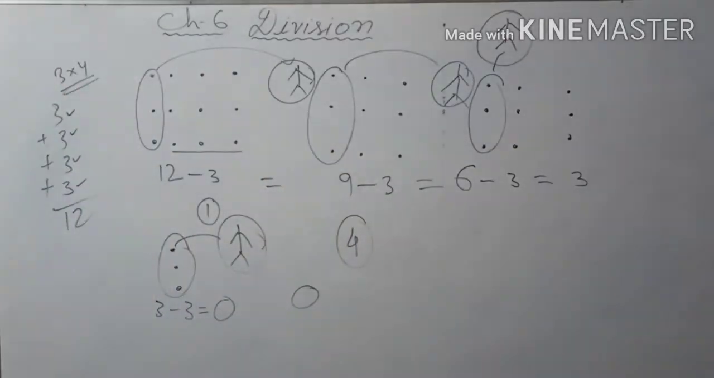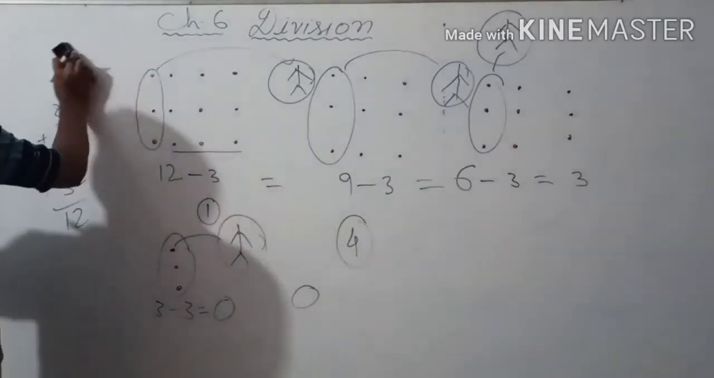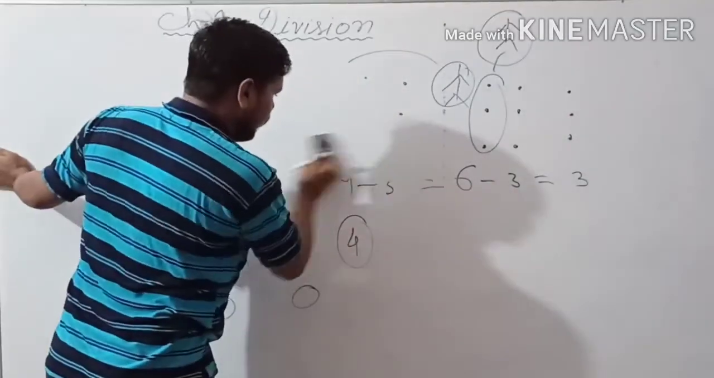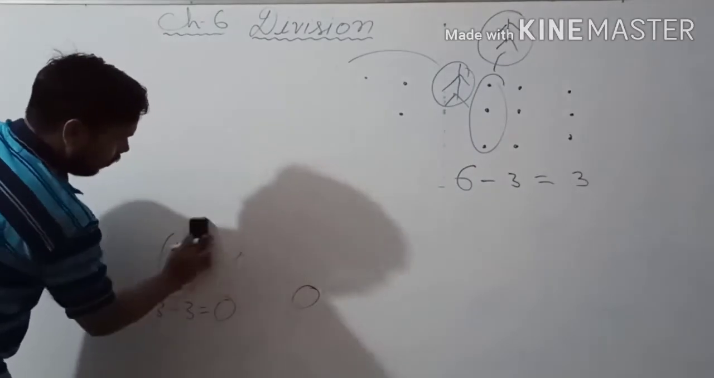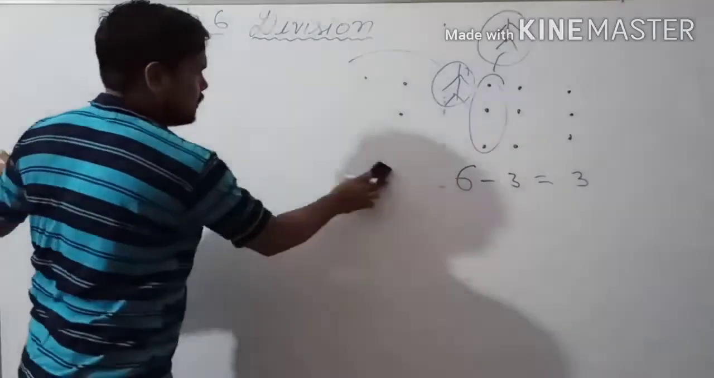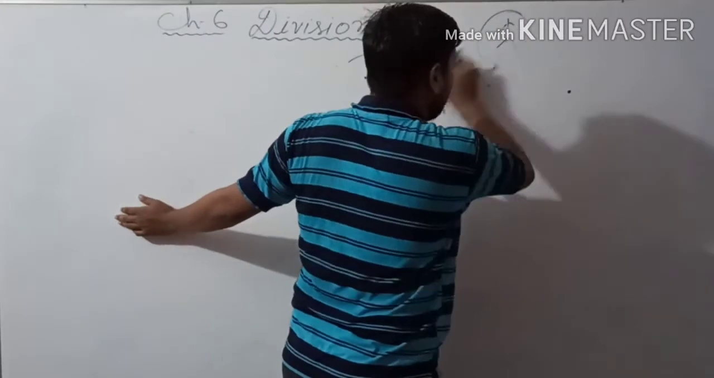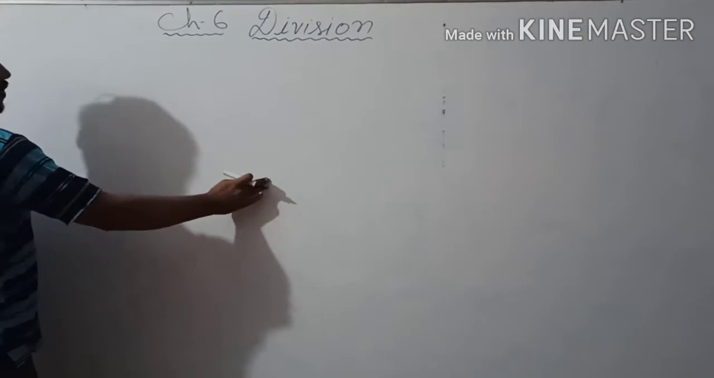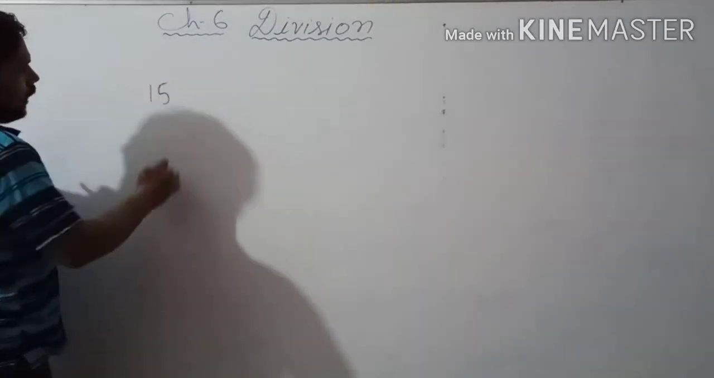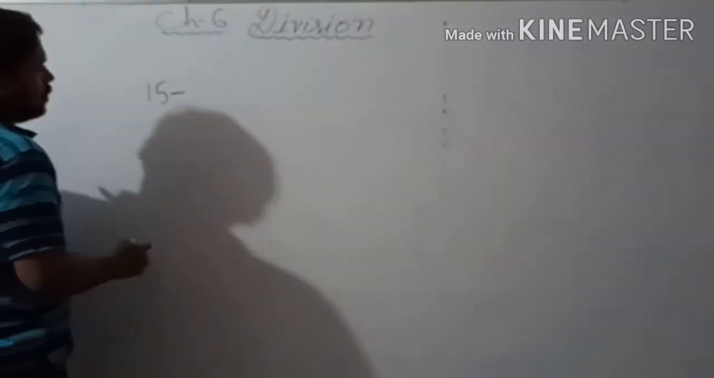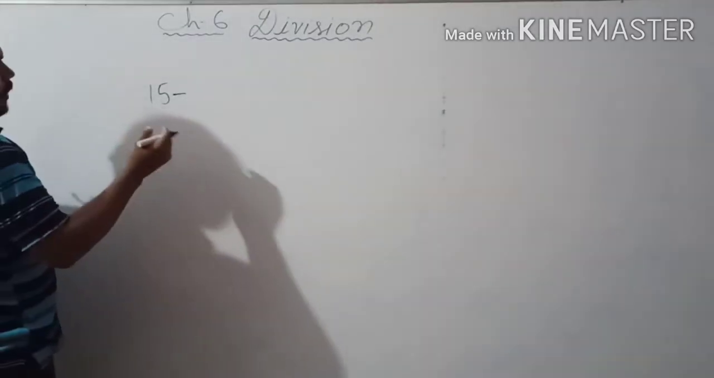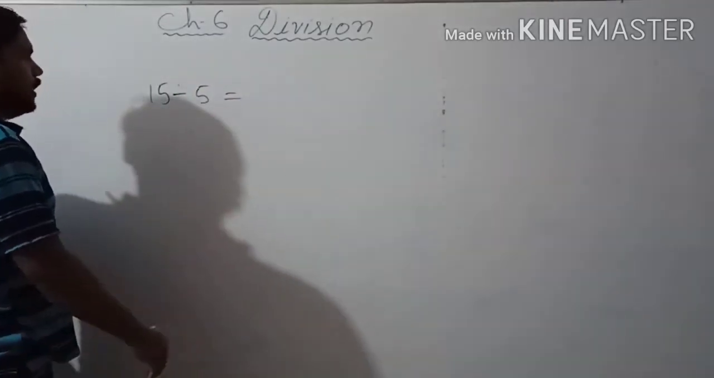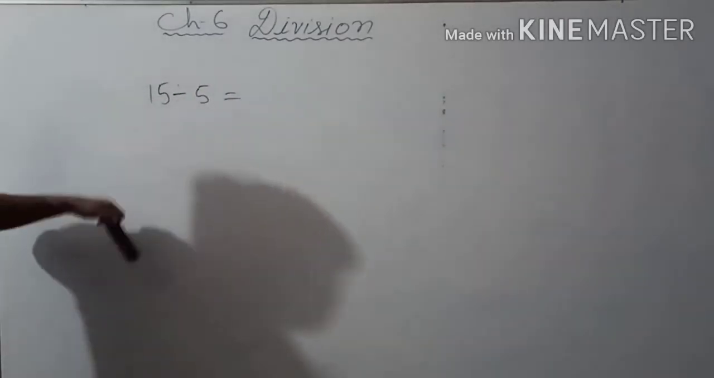Okay. So finally, if you solve this type of problem, suppose now I am taking another example. Instead of 12, suppose I am taking 15, and you want to divide 15 by 5. So this you want to find out by repeated subtraction.